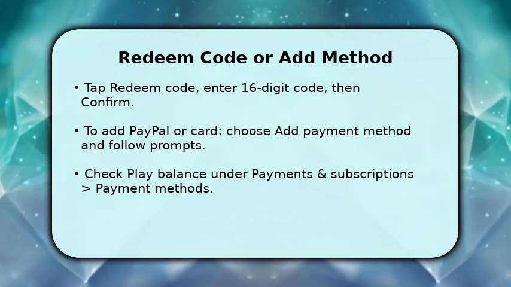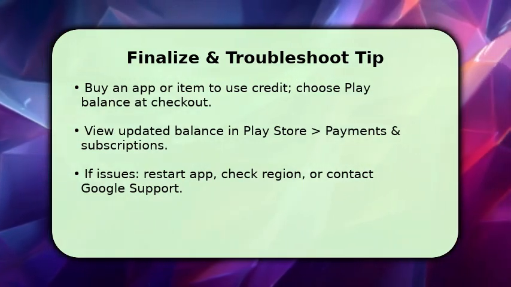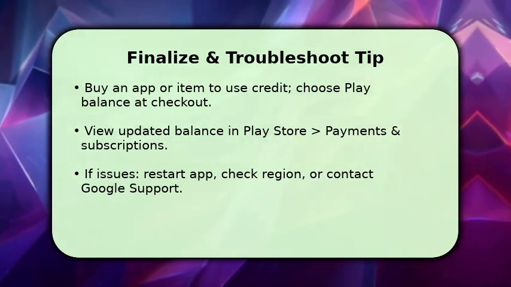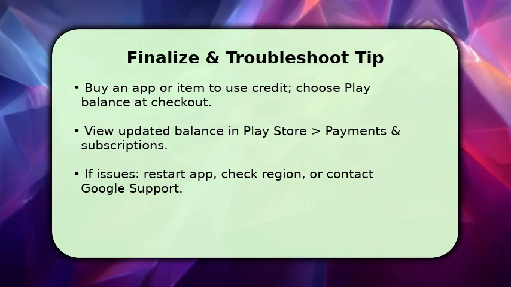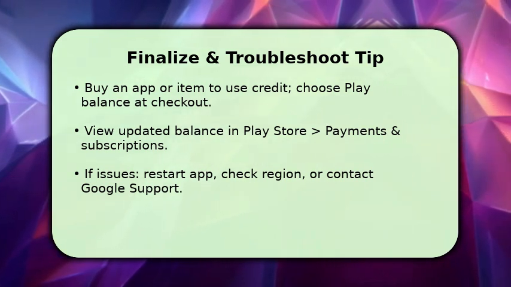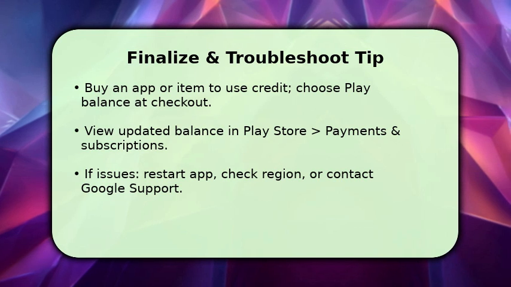Select an app or item, and at checkout choose Play Balance as the payment method. Once purchased, revisit Payments and Subscriptions to see the updated balance and transaction history. If credit didn't appear, make sure your account region matches the gift card region and restart the Play Store app. That resolves sync hiccups. If problems persist, contact Google support from the app for a code verification.